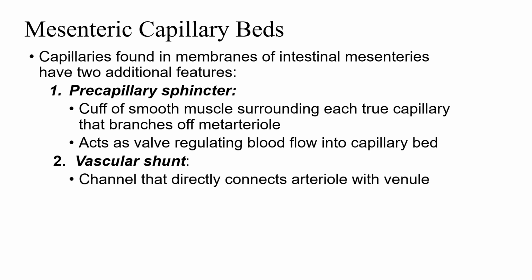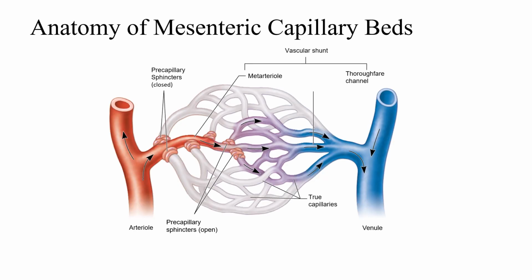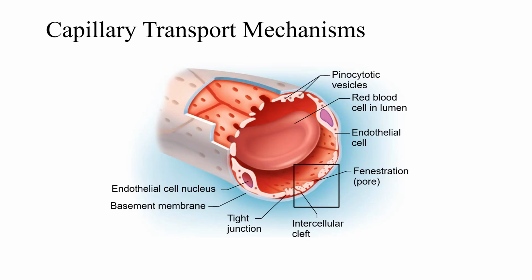And so these mesenteric capillary beds, just keep in mind they have some special features that help to control blood to the digestive system. And so that's what that looks like. You can close off the precapillary sphincters and you can shunt blood from the arteriole directly to the venule. And so some capillary transport mechanisms would include things like the intracellular cleft with the pores, the endothelial cells that you're diffusing across, of course, tight junctions, kind of keeping those continuous capillaries together, etc.